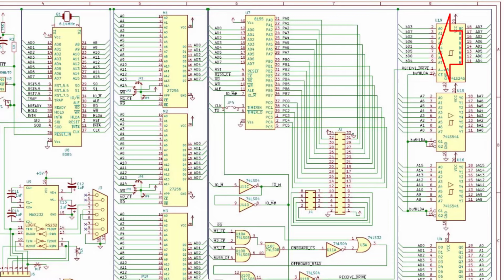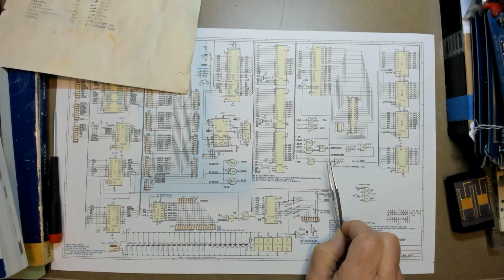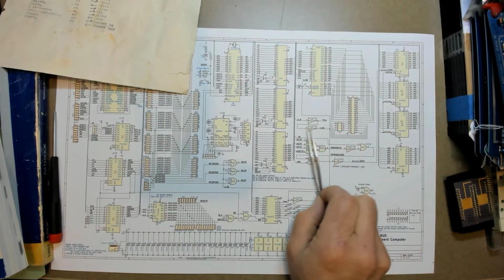But when the processor needs to read an offboard address for the memory or the I/O, the direction of this transceiver needs to change to allow data from the STD bus to be driven onto the onboard data bus and read by this processor card. So the direction pin is used to control which way this transceiver is driving. This receive or drive signal controls the direction. And the logic for that's created by this little bit of glue logic right in here.